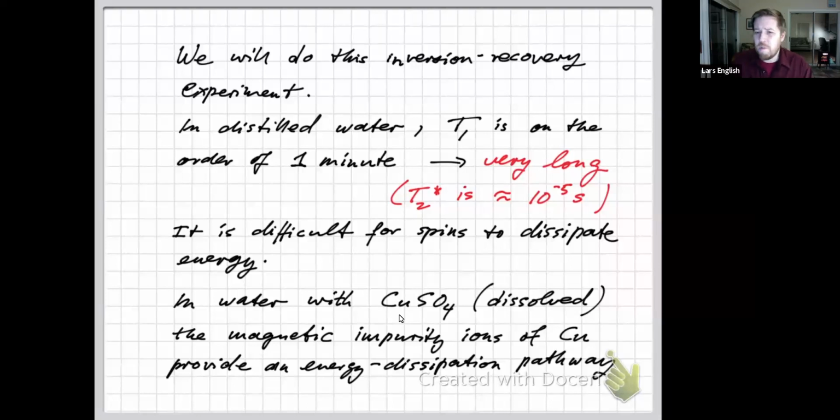It's interesting because you can repeat that experiment also with other salts dissolved in water where the ions are non-magnetic. And there you don't see this effect, not nearly as dramatic. It doesn't take very much copper sulfate to bring this T1 down from 1 minute into basically a regime that is on the order of T2, in fact.